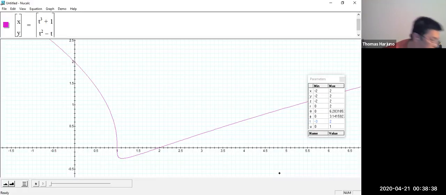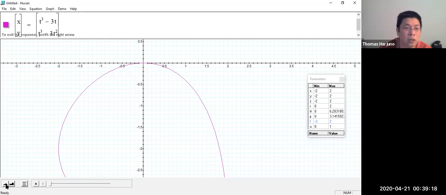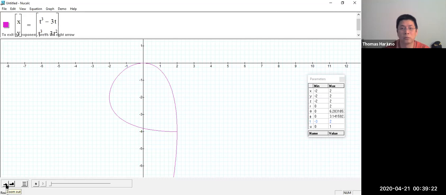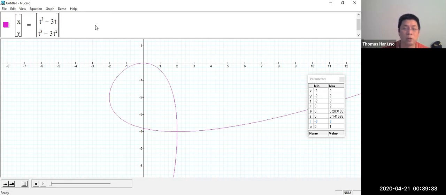Yeah, having this software enables us to confirm what we have. So number 18, that's t cubed minus 3t, and then t cubed minus 3t squared. Oh, what does it look like? Ah, that's what it looks like. Should I extend this a bit? Yeah, that's what it looks like.